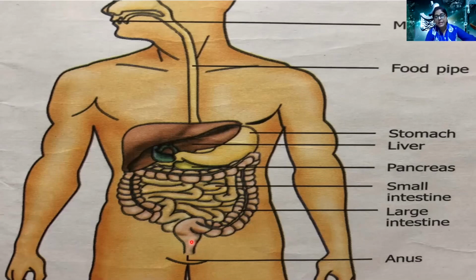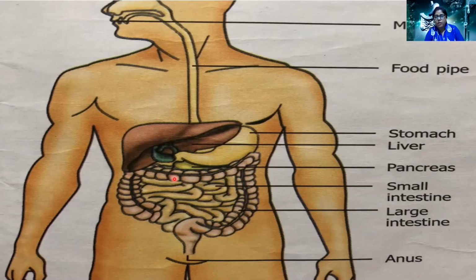So you can see, again I'm going to give you a short description of this. The first part of the digestive system is the mouth. The food is broken here into small pieces, and then it goes through the food pipe. It goes to your muscular bag known as the stomach. From the stomach, the food goes into the small intestine. You can see the coiled part over here. Here the food is digested.